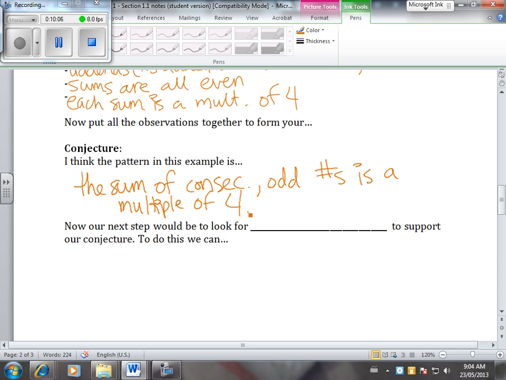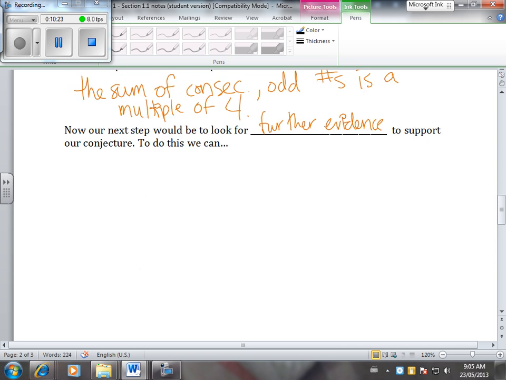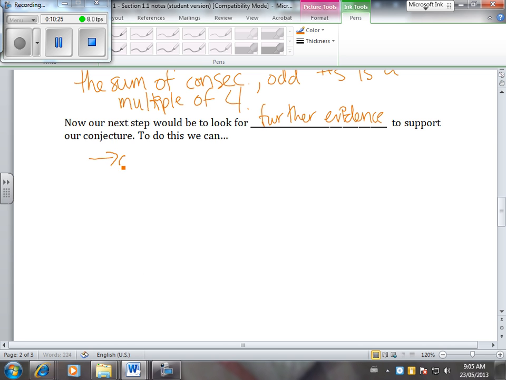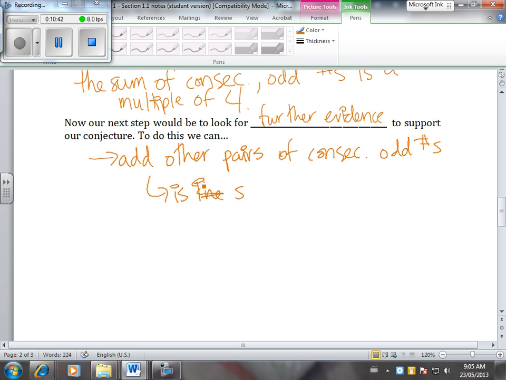And then our next step, when we make a conjecture, then we have to look for further evidence to support it. So to do this, what you would do is add other pairs of consecutive odd numbers, and then see is the sum, or each sum, a multiple of 4.